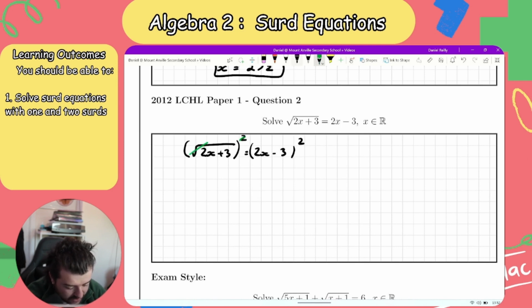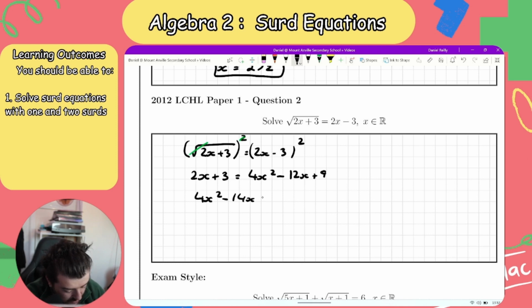Squaring the square root, I just get rid of the square root. So I have 2x plus 3 equals, square this out, I'm going to get 4x squared minus 12x plus 9. Solve this quadratic, so bring everything over to one side. So I'm going to have 4x squared minus 14x plus 6 equals 0, because I brought the 3 over, subtracted, brought the 2x over, subtracted it.